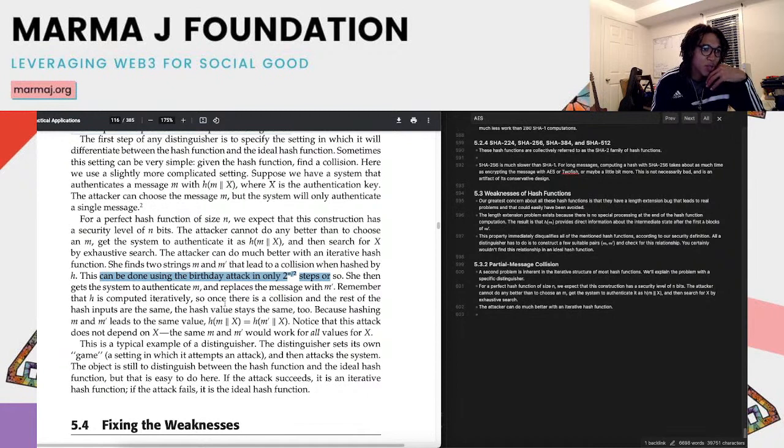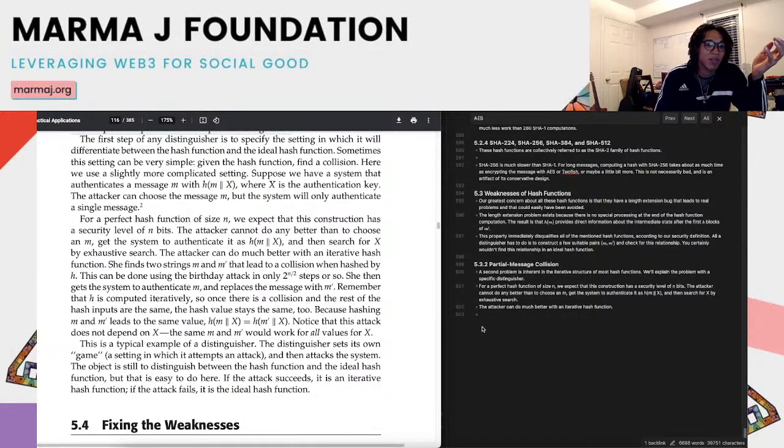Remember that H is computed iteratively. So once there's a collision and the rest of the hash inputs are the same, the hash value stays the same as well. Because hashing M and M prime leads to the same value, the hash of M with the authentication key and the hash of M prime with the authentication key is the same. Notice the attack does not depend on the authentication key. You just have to attack the hash function.